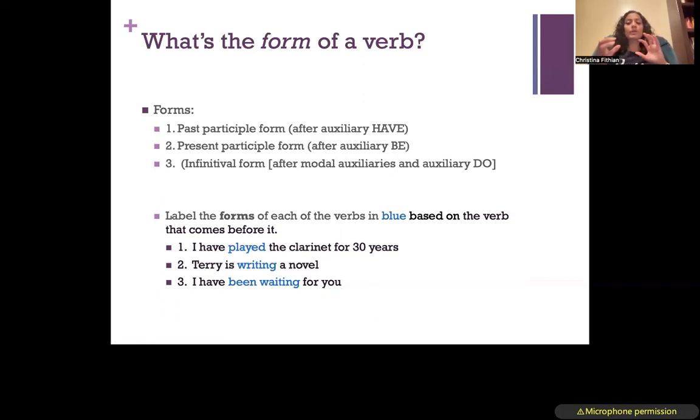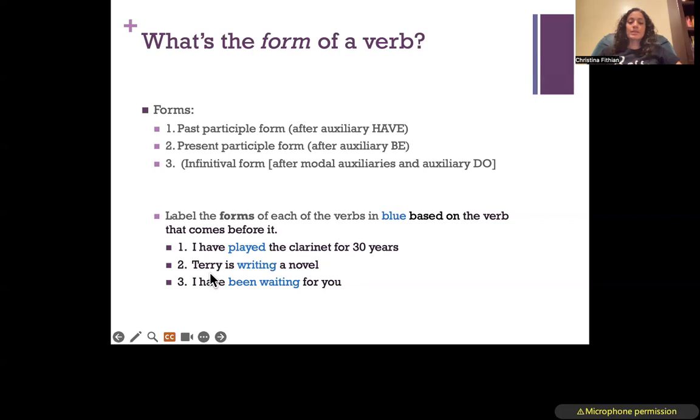So as I said before, as we add auxiliary verbs, this is a good place for you to read from left to right as you're doing your tree diagrams. Because the only way you're going to know what form something is in is if you're looking at the auxiliary verb before it, if it has a verb. So I see auxiliary have, so I know that play has to be in a past participle form. That's the only thing that can follow auxiliary have. And sure enough, it looks like past. So it's a past participle.